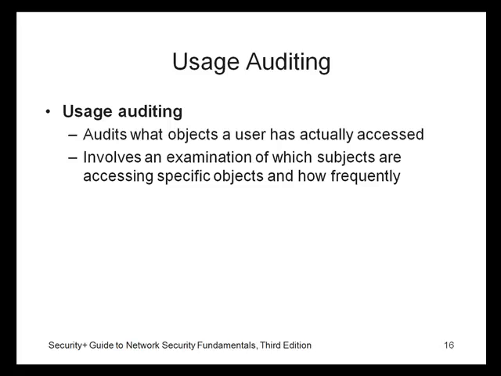He's not supposed to be there. Who's actually doing these things? In order for that to happen, you would have to have made some decisions on what you're going to audit before these things. What object a user has actually accessed, the examination of which subjects are accessing specific objects and how frequently. And we can do a lot of that with our audit configuration in Windows.